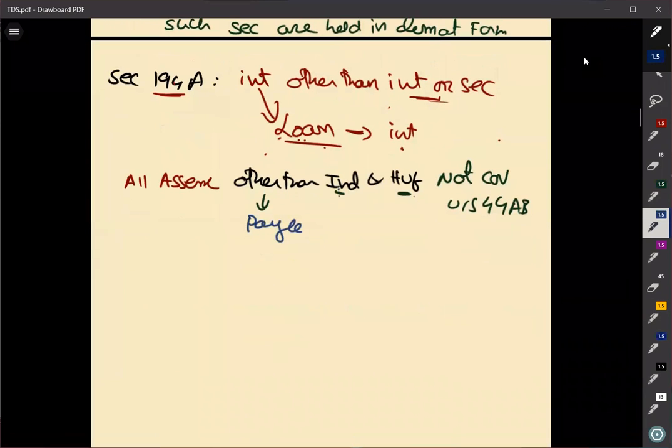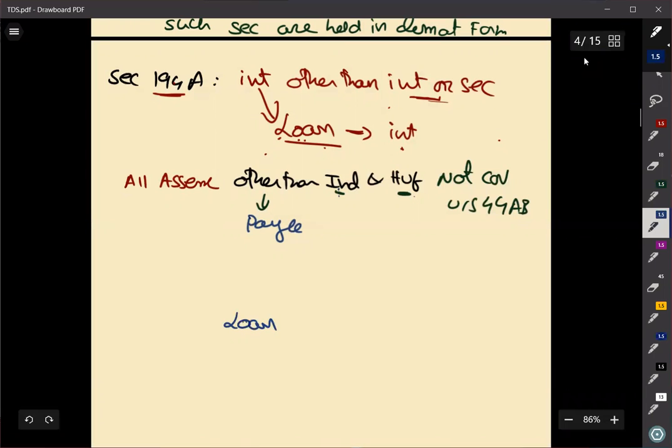Say you have taken a loan from Mr. Y. Let us consider Mr. X has taken a loan from Mr. Y. So ultimately, X will pay interest, so X will be called the payer. Now, Mr. X is an individual. What this provision says is that it will not be applicable to Mr. X. Mr. X being an individual, he need not deduct the TDS.